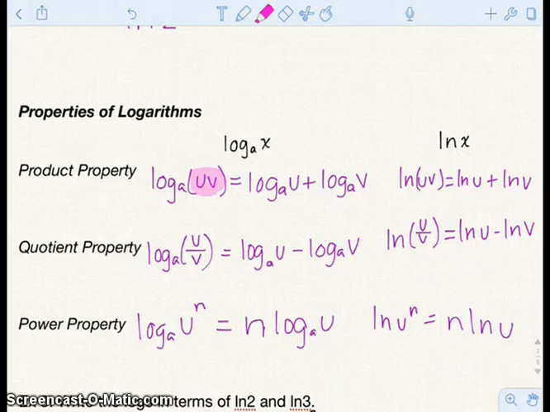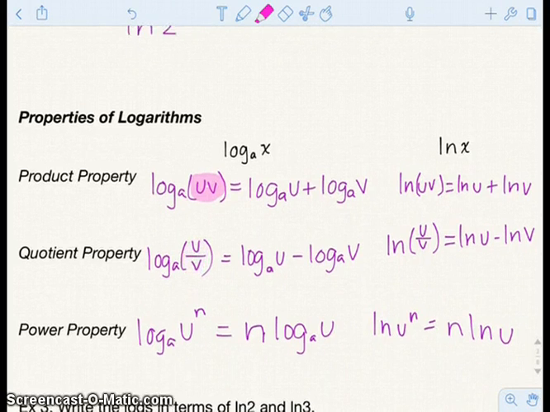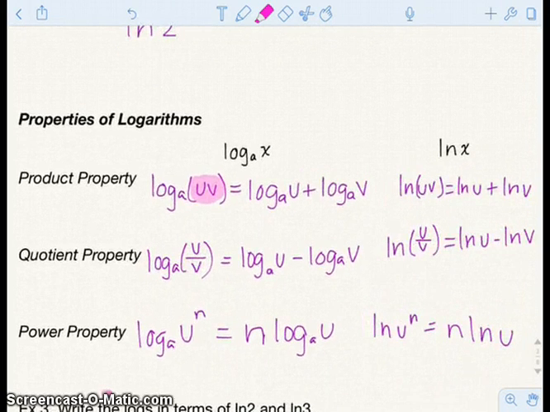For the quotient property, if you have two things divided, u divided by v inside a log, then you can actually do the subtraction, the difference of those two logs. So log base a of u minus log base a of v, the numerator minus the denominator.